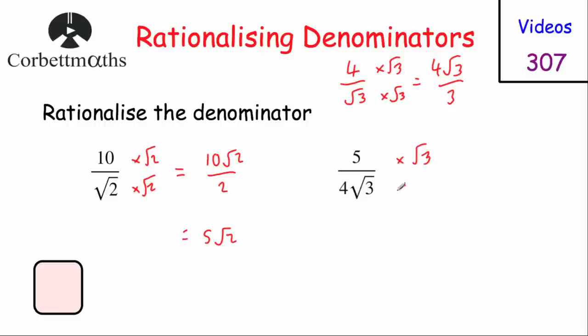So multiply by root 3 and multiply by root 3. 5 times root 3 is just 5 root 3. And on the denominator, we had 4 root 3 and we multiplied it by root 3. Well, that would give us 4 times the square root of 9. And the square root of 9 is 3, so we would have 4 times 3, and 4 times 3 is equal to 12. So if you had 4 root 3 and you multiplied it by root 3, you would get 4 times 3, which is 12. And that's it, so we have rationalized the denominator. And we can't cancel this down because 5 twelfths can't be cancelled down, and that's it.